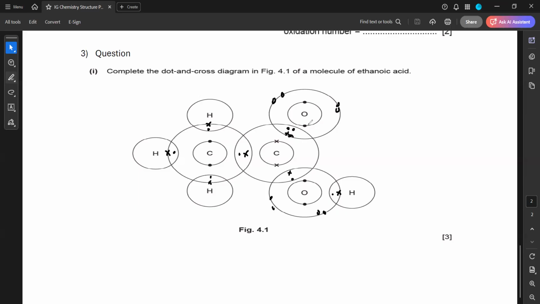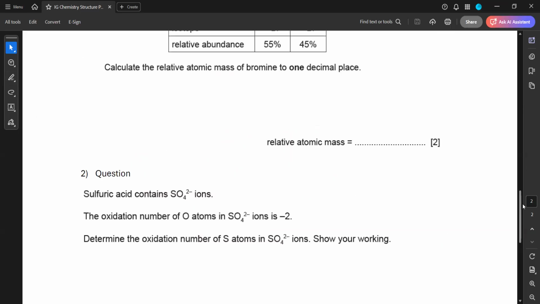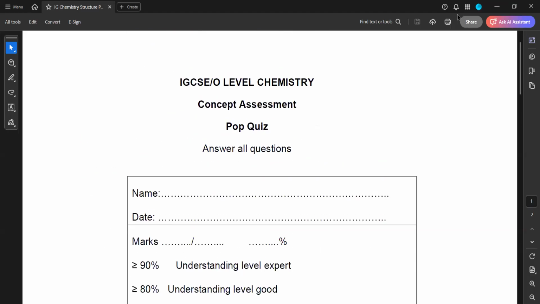This is a dot and cross diagram because they already specify that they use a dot for the first carbon and they use a cross for the second carbon. That's why we use dot and cross according to the key which is given here. So as you can see, for this carbon we should use a dot, and for the other carbon we should use a cross. So this was structure pop quiz 6, last week's structure pop quiz 6.